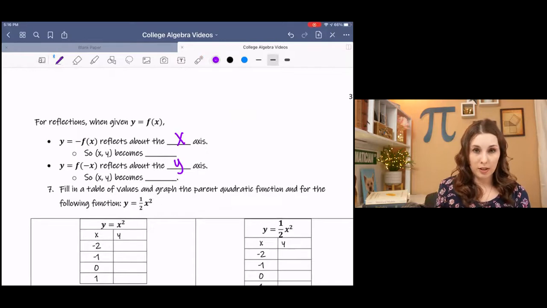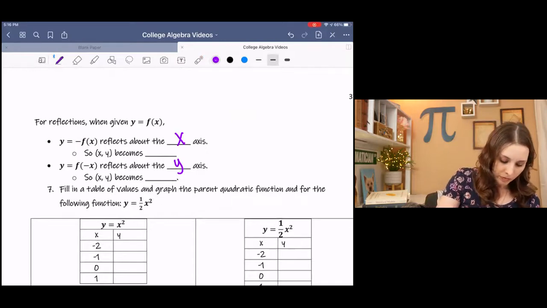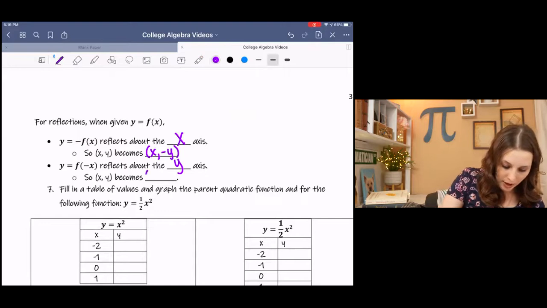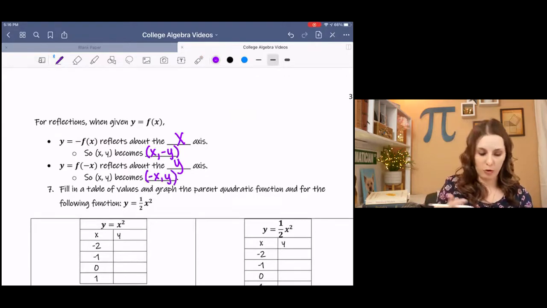And if you're looking at the table, (x, y) becomes (x, negative y) on the first one. And if you're looking at the table for the next one, it's the x that changes for that horizontal movement.